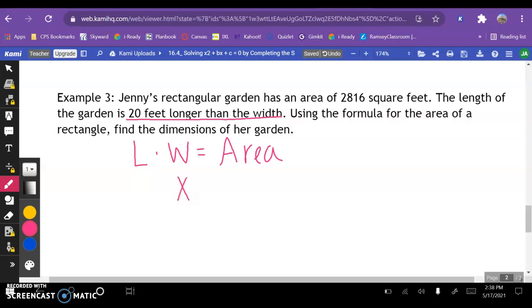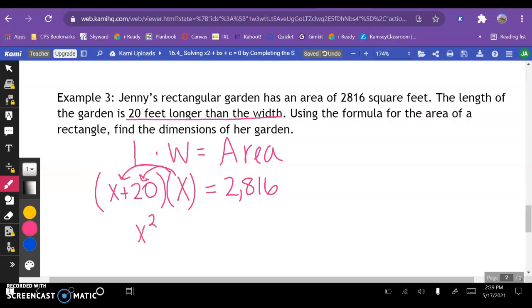So if I make the width x, the length would have to be x plus 20. And they tell us the area is 2,816. So now what I have to do is I have to solve for x. So I'm going to distribute this x. So x times x is x squared, and then I have plus 20x equals 2,816.